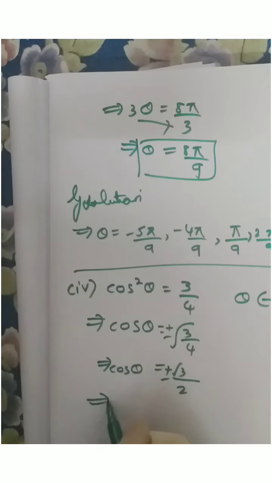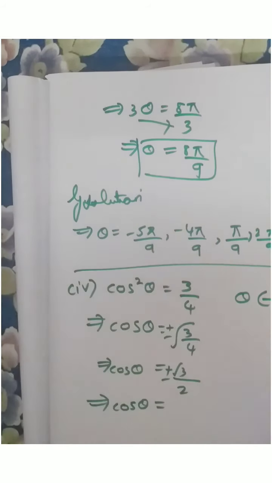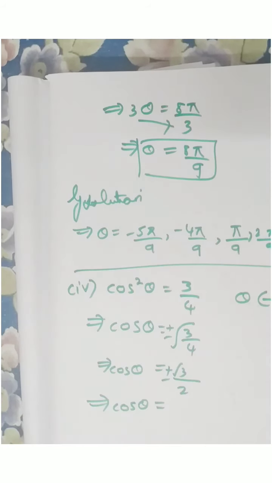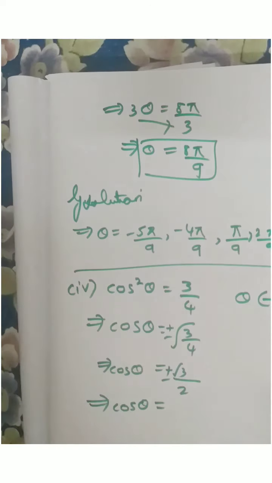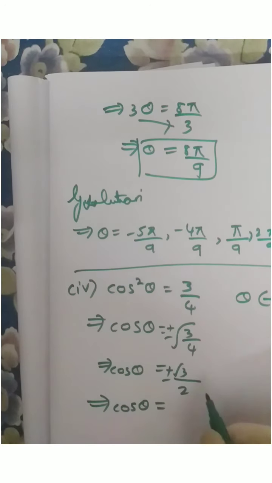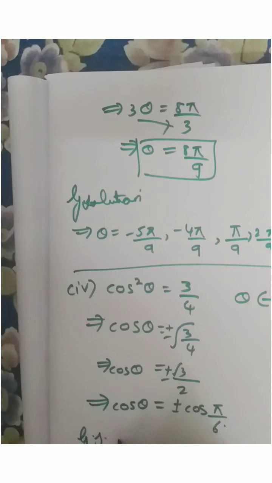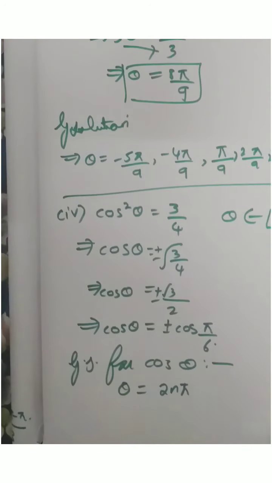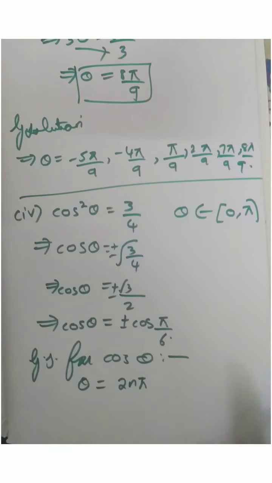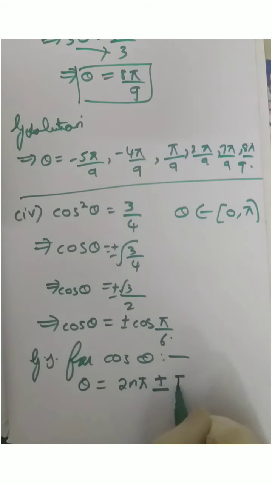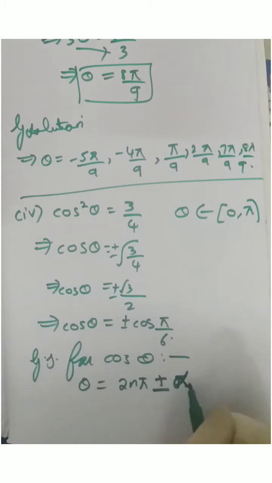So I know that cos theta equals, when is cos root 3 by 2? Cos 30 is root 3 by 2, and 30 is nothing but pi by 6. So cos pi by 6 is root 3 by 2. So I can write this as plus minus cos pi by 6. And what is the general solution for cos? The general solution for cos theta is equals to 2n pi plus minus alpha. Okay, this is the general solution for cos.